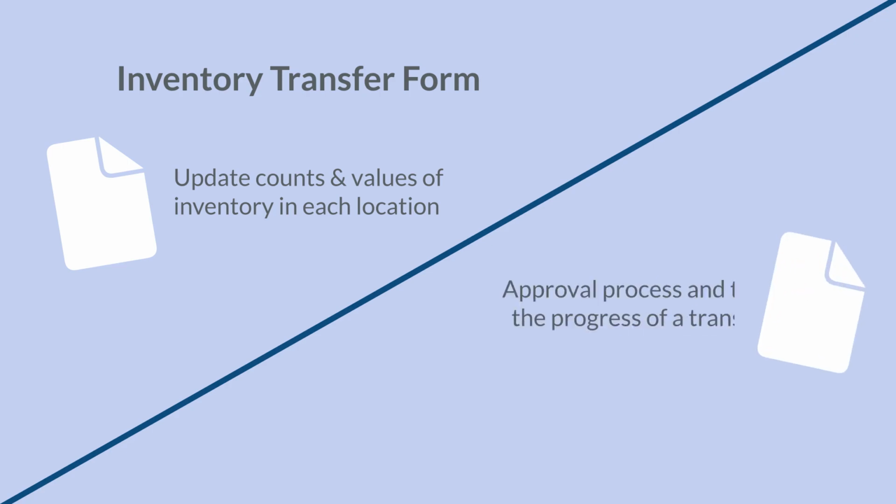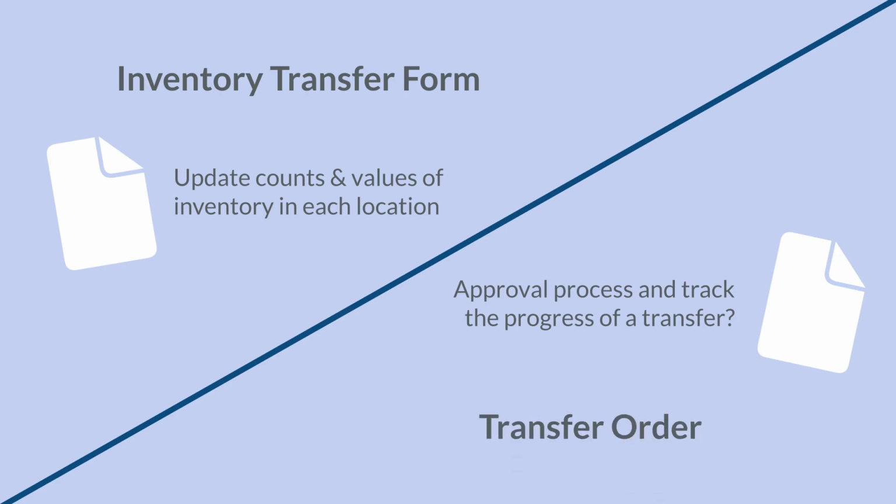The inventory transfer form is a simple way to update the counts and values of your inventory in two locations following an inventory transfer. But what if you need to do more than simply update the new quantities of inventory in each location? For example, you may want to establish an approval process for transfers and track the progress of a transfer. You can do that with the NetSuite transfer order workflow.